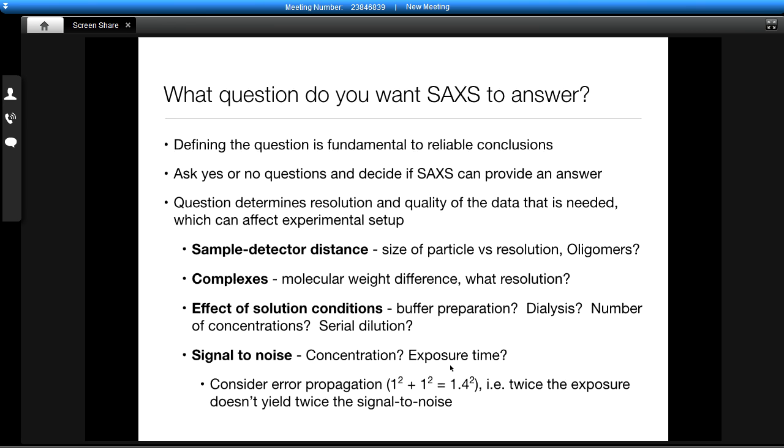One important thing to think about in terms of signal to noise is that exposure doesn't propagate the same way that concentration does. So if you do twice the exposure, you won't get twice the signal to noise. And so some possible options are that maybe you can make lots of small volumes and shoot each of the small volumes. The problem you have to think about is radiation damage. Obviously, the more you expose it, the more likely you are to get damage. So you want to keep that in mind.